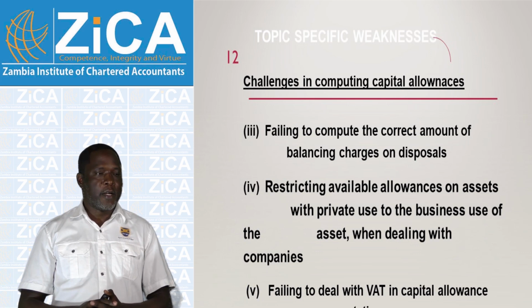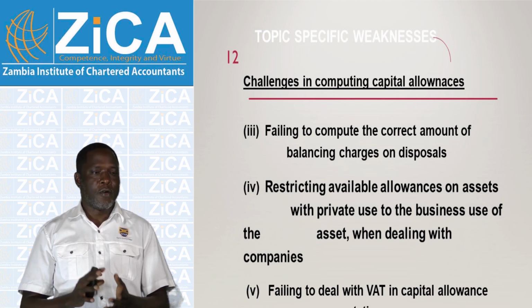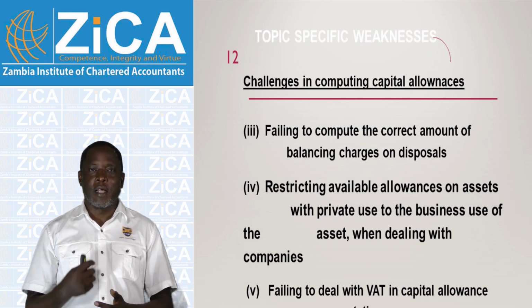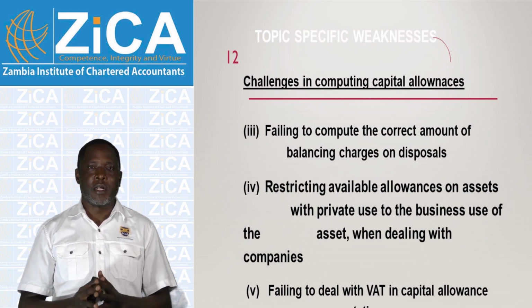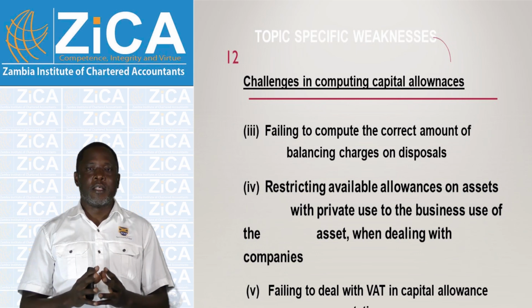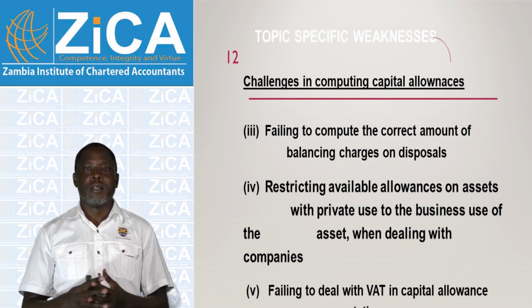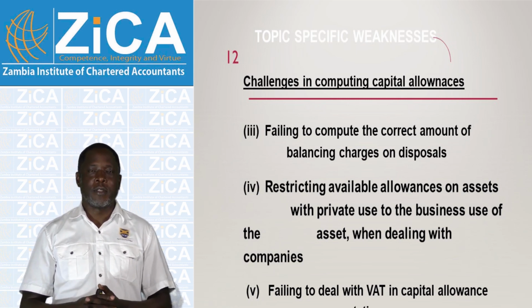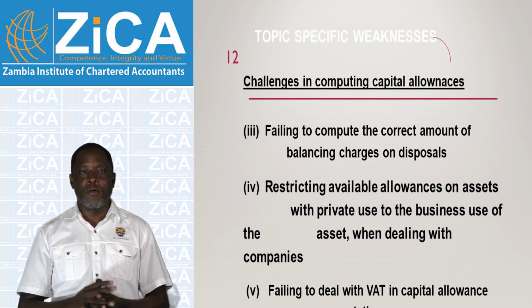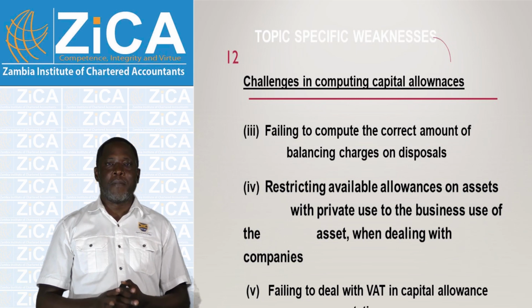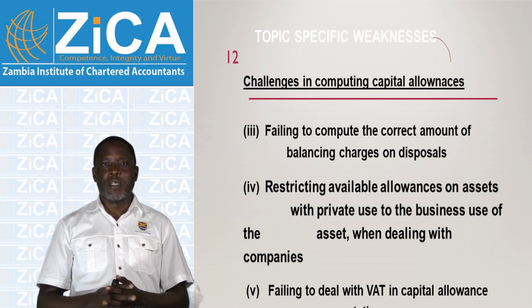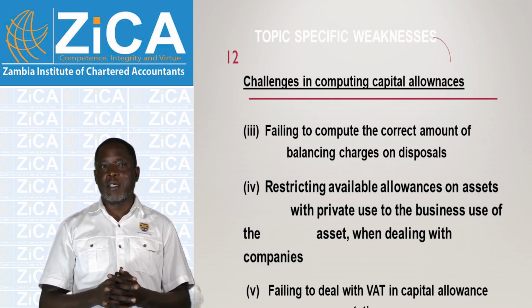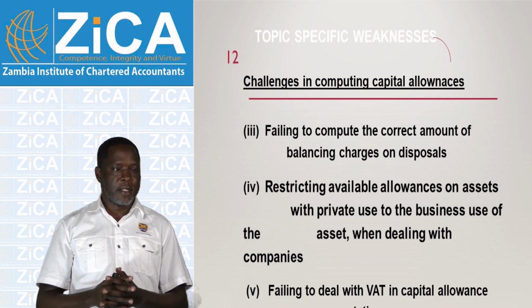Then another area of weakness is failing to compute the correct amount of balancing charges and allowances arising on the disposal of different types of implements, plant and machinery. Specifically, in a situation whereby an item of plant or machinery or a building is sold for proceeds which are higher than the original cost. Whenever implements, plant and machinery or buildings are sold for an amount which is above the original cost, always bear in mind that you must restrict the proceeds which you are going to use to compute the resulting balancing charge to the original cost of that asset.